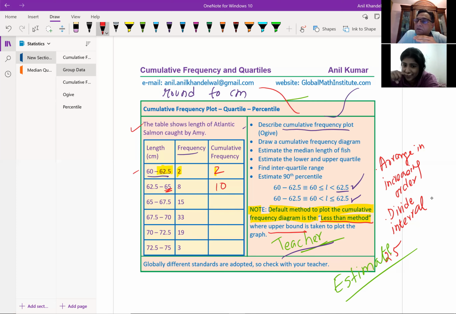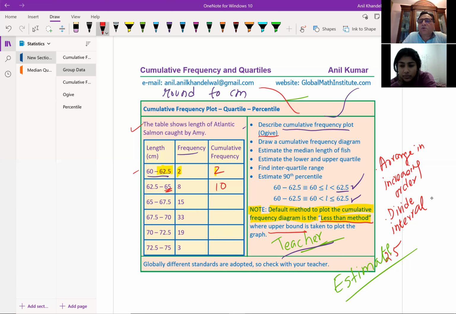So one point, read your question carefully, because in GCSE they do this. If it says less than method, you use the upper bound. If it says more than method, you use the lower bound. The default is less than, and you get an S-shaped increasing curve. And it has a different name, ogive also. Many students will use this in different parts of the world.